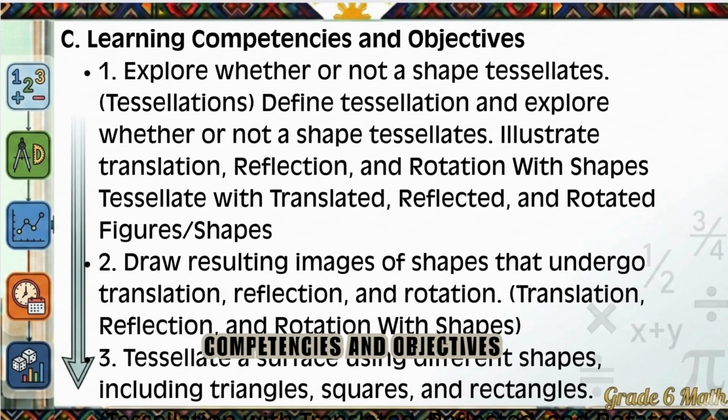Learning competencies and objectives. 1. Explore whether or not a shape tessellates. Define tessellation and explore whether or not a shape tessellates. Illustrate translation, reflection, and rotation with shapes. 2. Tessellate with translated, reflected, and rotated figures. Draw resulting images of shapes that undergo translation, reflection, and rotation. 3. Tessellate a surface using different shapes, including triangles, squares, and rectangles.